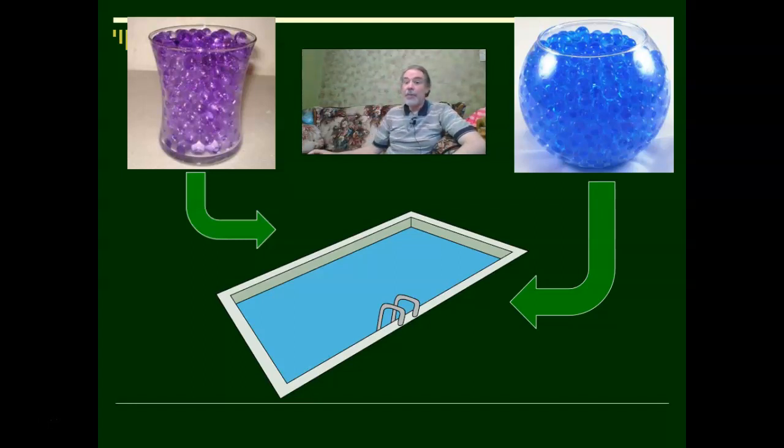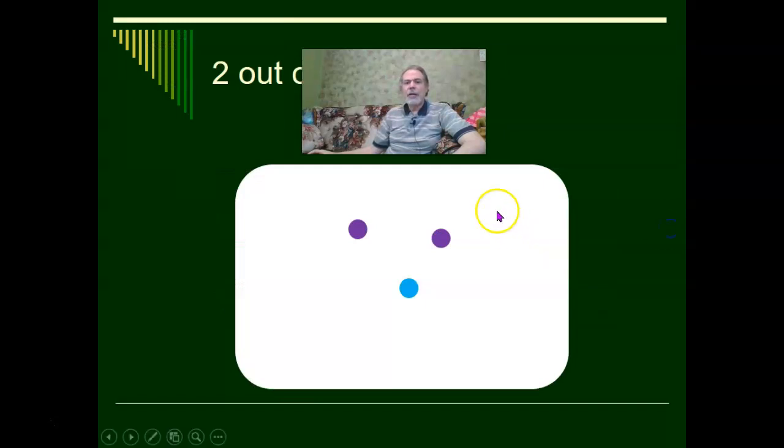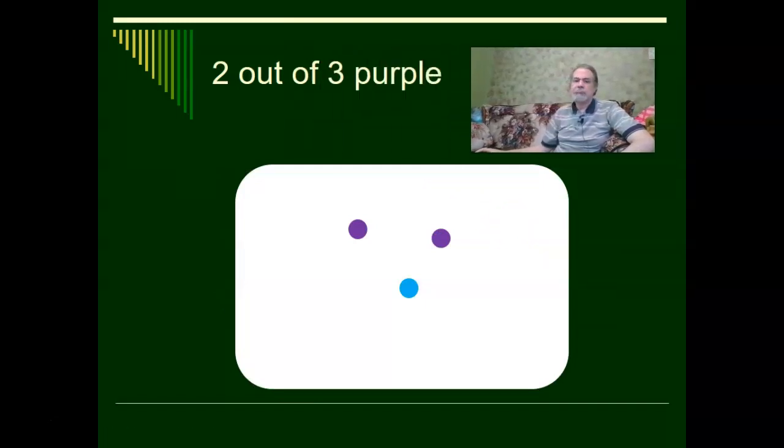First of all, how many beads do you pull out? Well, what if you just pull out 3 beads and it turns out that 2 of those 3 are purple? Well, 2 out of 3, that's more than half. So more than half of your sample was purple. Is that enough for you to be able to say, well, more than half of the beads in the whole swimming pool are purple? Probably not.